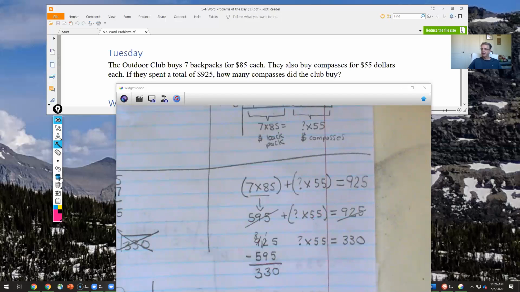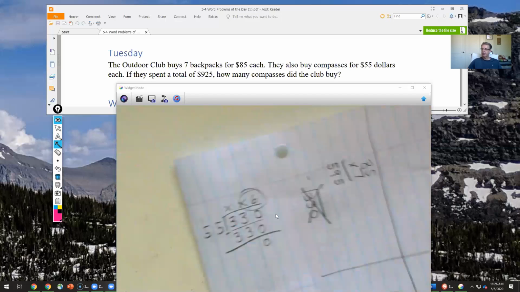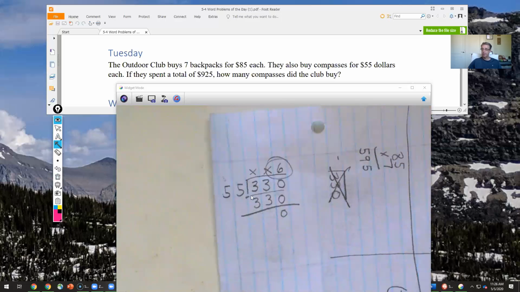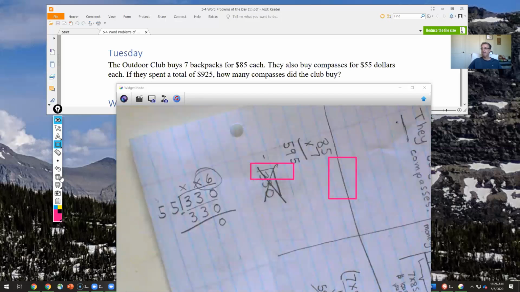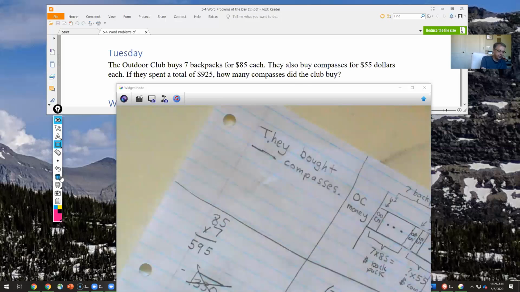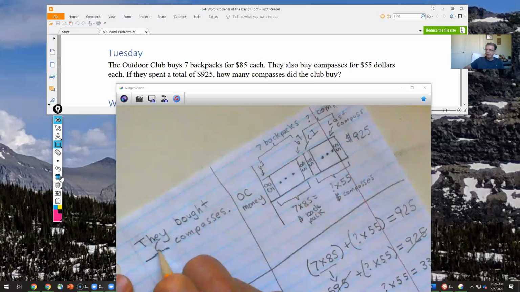Once I have that ready to go, my next step is to take the amount of money that the Outdoor Club spent on compasses, which is $330. I went ahead and divided it sideways. Originally I wasn't, but then I remembered that Shakes tells me to always go sideways, and I want to keep doing that. So I divided $330 by the amount of money that each compass costs, which is $55. I found out that 330 divided by 55 is going to equal 6. And that's what I'm going to put into my answer sentence. They bought 6 compasses. And there you go, boys and girls.